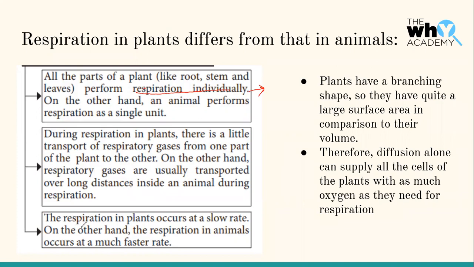And the third point is, of course, respiration in plants occurs at a slow rate, whereas in animals it will occur at a faster rate. So these are just some points which will be useful once you read the chapter on your own and grasp some of the information. Right now it will just seem like extra information. When we revise this chapter, you will come back to it.